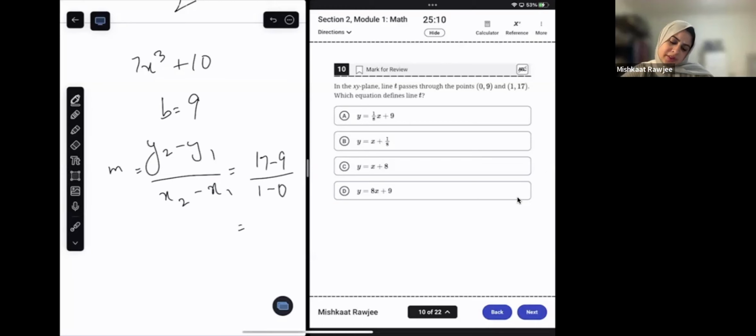And then we end up with 17 minus 9. 17 minus 10 is 7, plus 1, 8. So our slope is 8. Our slope is 8 and our y-intercept is 9. So it's going to be 8x plus 9. So that's D. Next one.